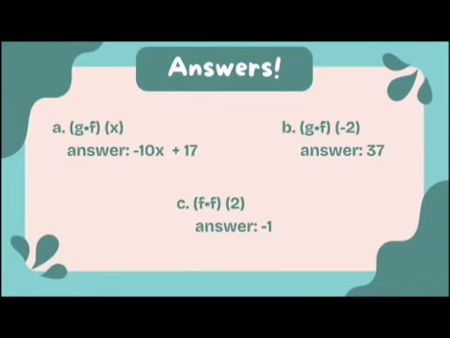Are you guys done solving the equation? Now, let's reveal the answer. The answer for letter A is negative 10x plus 17. And the answer for letter B is equal to 37. And lastly, the answer for letter C is negative 1.